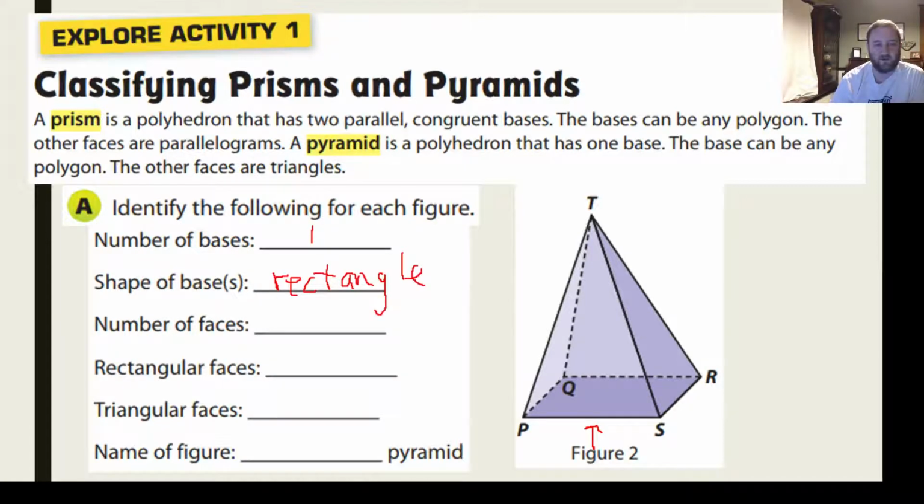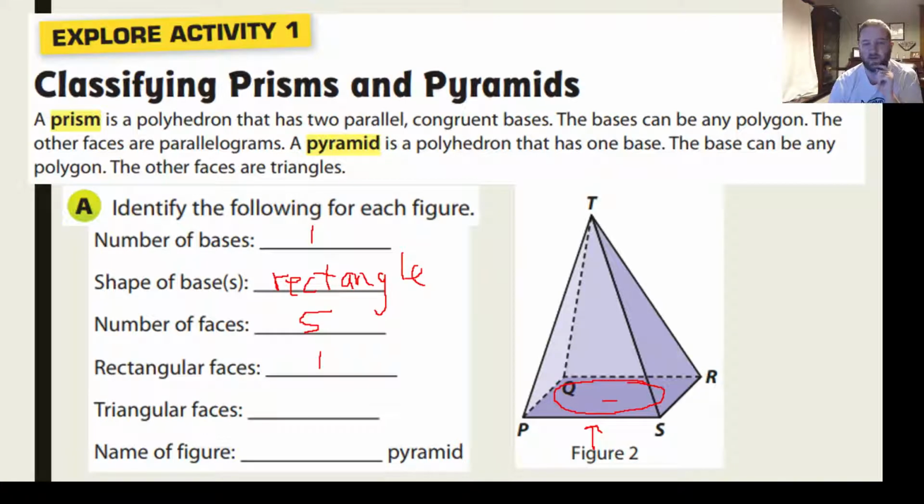And then the number of faces, there's the base, that's 1. Then there's 2 triangular ones on the side, that's 2 and 3. And then 2 more on the front and back, that's a total of 5 faces. Okay, now how many rectangular faces? Well, the base is a rectangle, right? So that's 1. The ones on the sides, though, are not. So there's just 1 rectangular face.